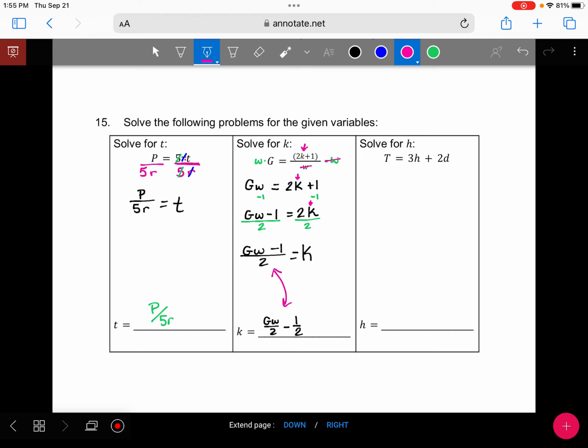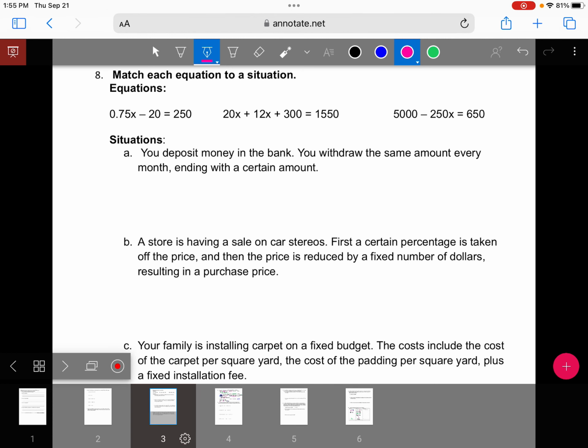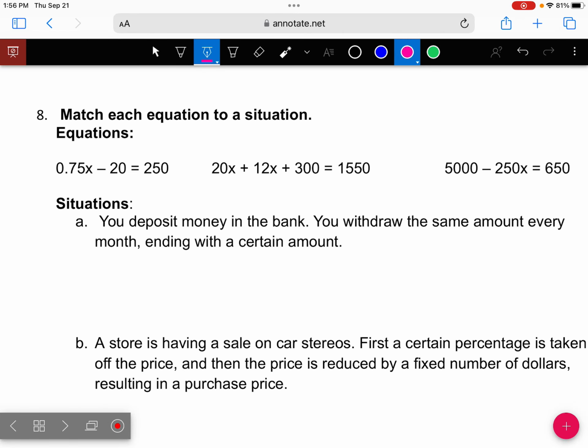Number 8. Let's get there. This one? Yeah, that's a good one. Let's do number 8. We're matching the equations to a situation. So we're giving you a very generic story problem, and you have to figure out which of these possible options kind of sort of works the same way. It's weird, but it's a thing. So what we're looking at is contextually, which ones make sense, or at least sense-ish.